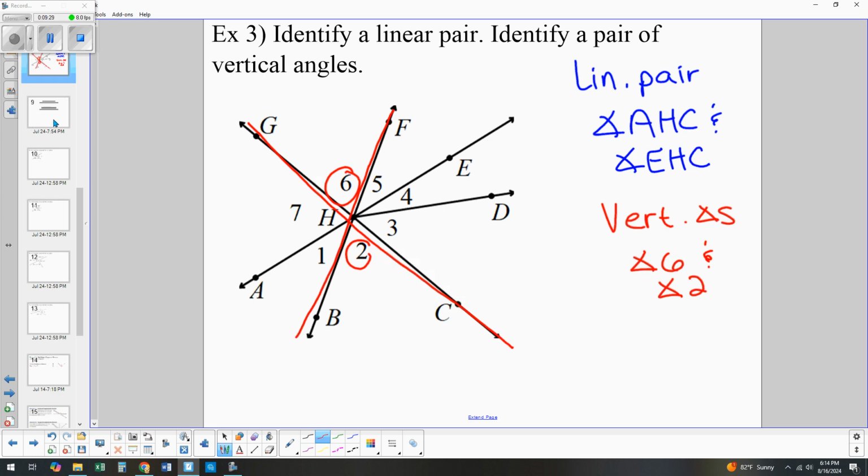Vertical angles and linear pairs are actually incredibly important. We're going to use them the entire school year. And just like I had mentioned proofs, they are going to be critical in some of the proofs that we complete. So there are theorems and postulates about our linear pairs and our vertical angles that we're going to apply now.